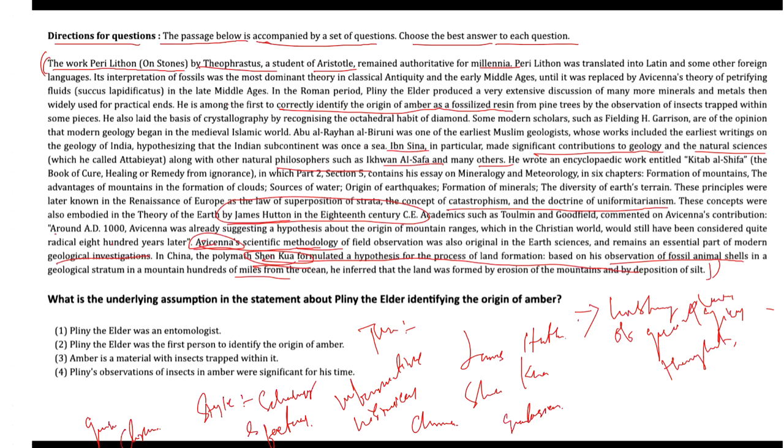Okay, so if I talk about the argument of the text, it is that geological thought has evolved over time through the contribution of various scholars from different areas. The text emphasizes the importance of Perry Lethan, which is given in the first sentence, and states Perilethan's contribution from Roman and Islamic scholars and the lasting impact of theories like Avicenna's on later geological concepts.